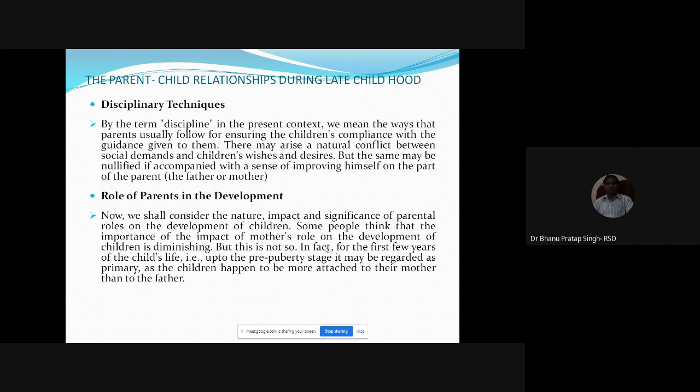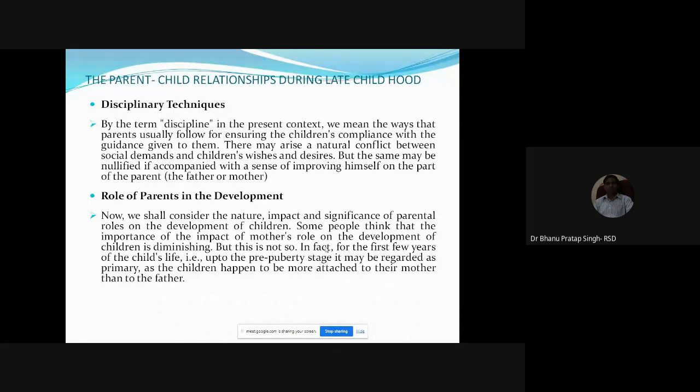Here we mean discipline means ensuring the child's compliance with the guidance given to them. There may arise a natural conflict between social demand and children's wish and desire, but the same may be nullified if accompanied with a sense of improving himself on the part of the parent. That parent may be mother and father.